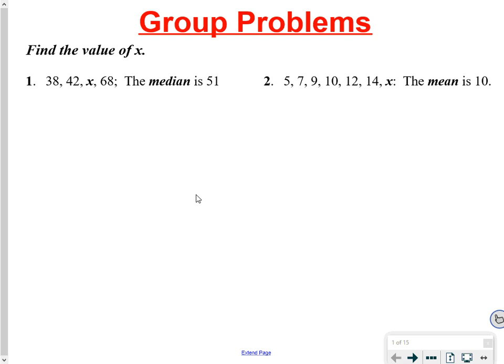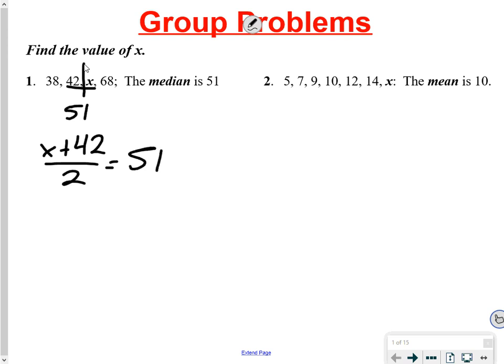All right. So for the first one, we have the median is 51 in this data set with 4 values. We want to find the value of x. So the median is the middle number, so that would be the number that's right in between those two values. How we find the number that's right in the middle of those two values is we add those values up, divide by how many values we have. So that's x plus 42 divided by 2, and that gives us 51.